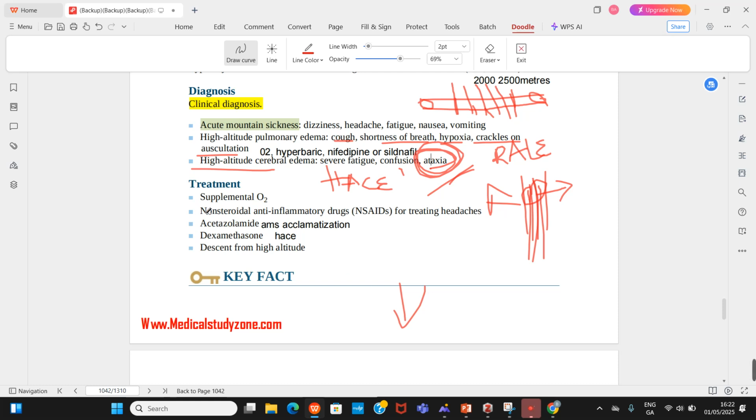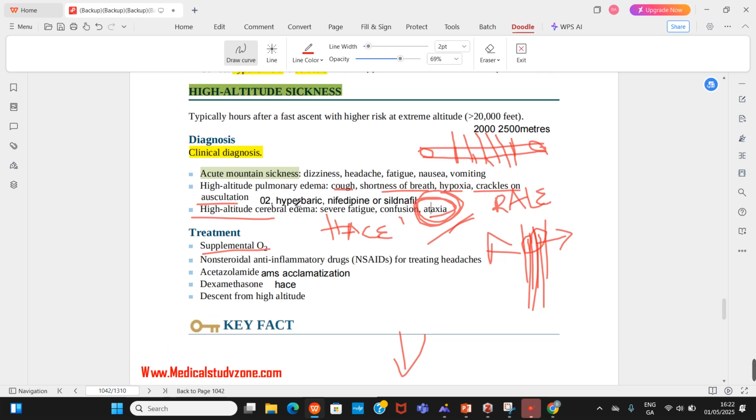Then you consider giving supplemental oxygen to take care of the initial problem. What is common to all of them is usually headache, so you have to give analgesia, like an NSAID, for the headache. You can give them acetazolamide, especially people with mountain sickness and people with high altitude cerebral edema. You can give them acetazolamide.